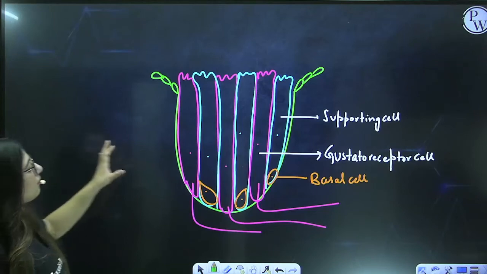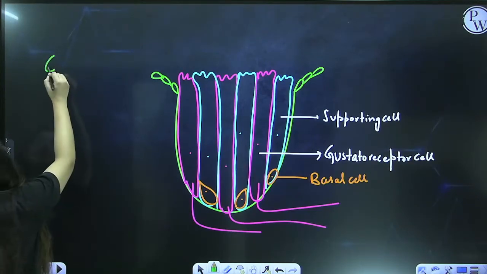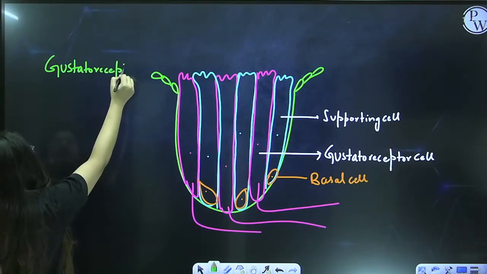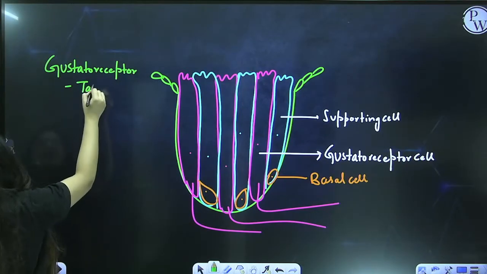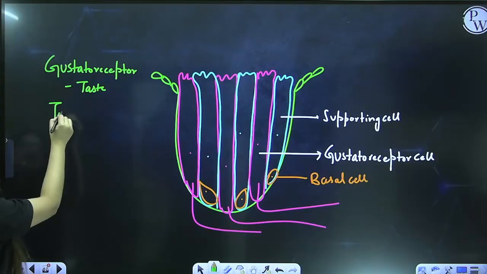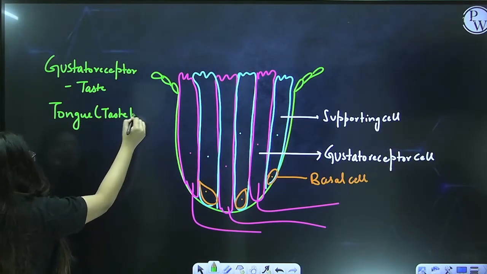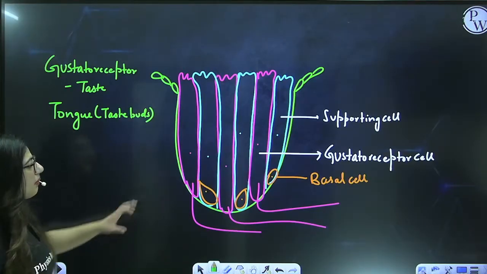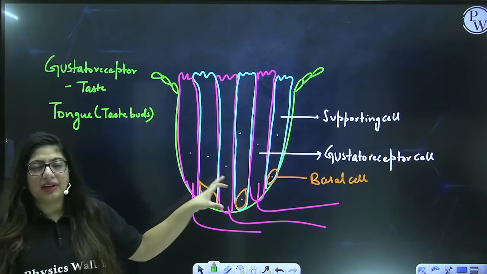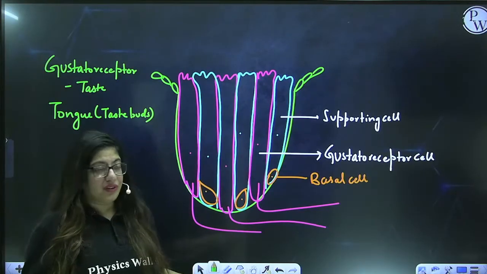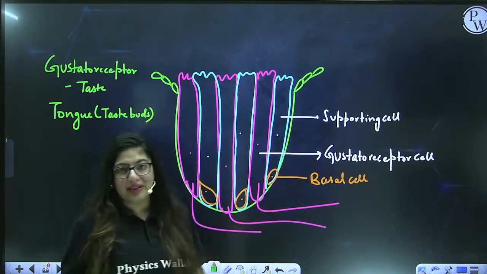And then we have this receptor known as gustatoreceptor cells. Gustatoreceptor cells are for taste. And where are they present? Definitely they are present in the tongue. In the tongue we have taste buds. So imagine this is one taste bud. Inside this taste bud is present your gustatoreceptor cell. Just like that of olfactory epithelium, it also has supporting cell and basal cell.